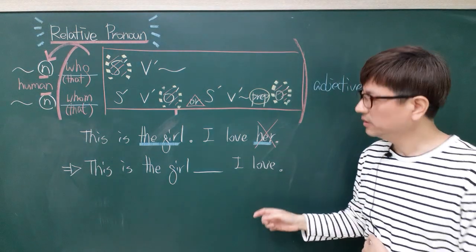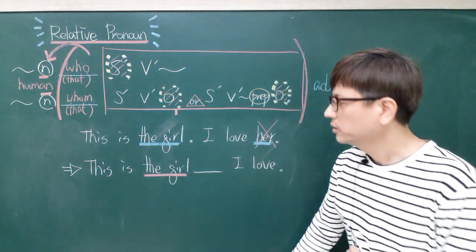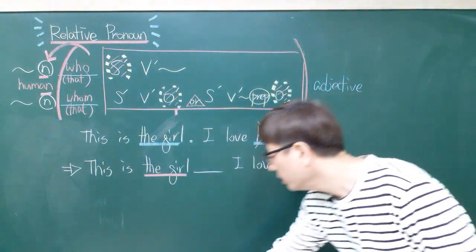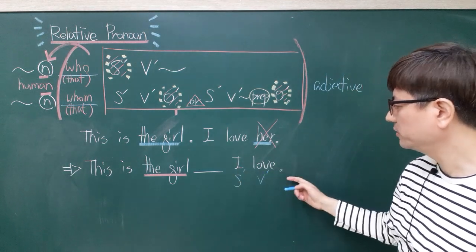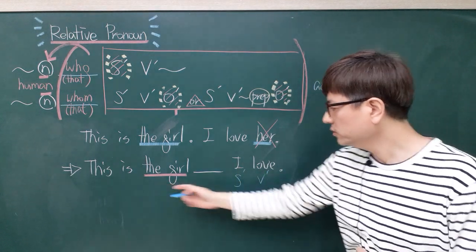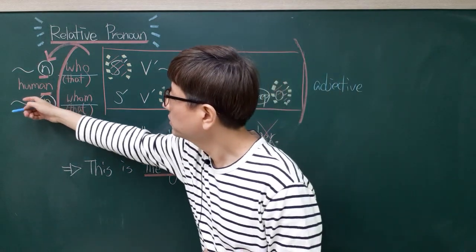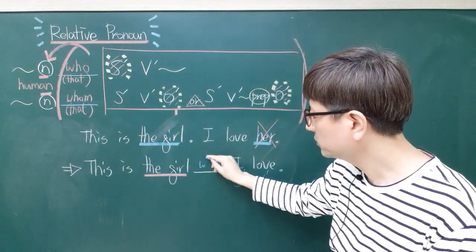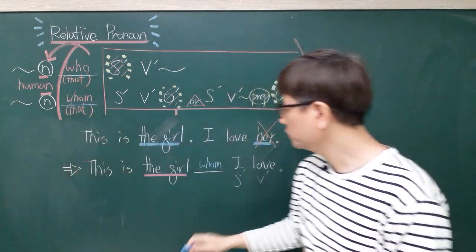Then, as you can see, we have human as a noun, and we don't have any object. I is a subject, love is a verb. There's no object. Then human, no object. Then we should have whom. So correct answer is whom. Or you can say that. That is okay as well.